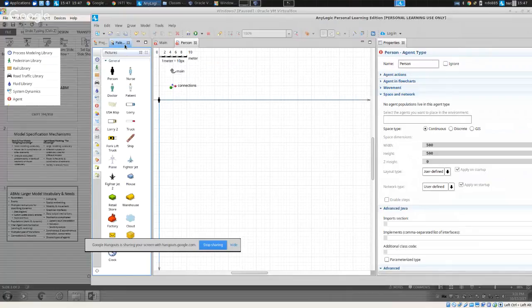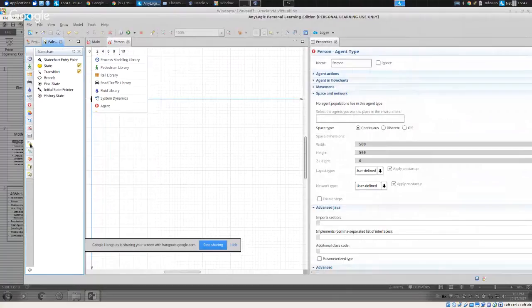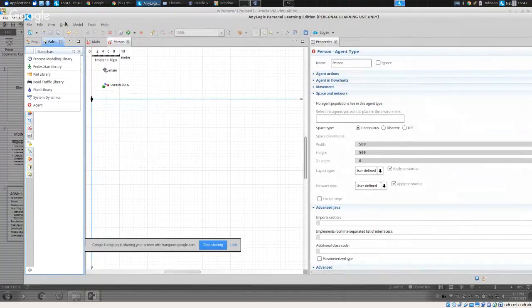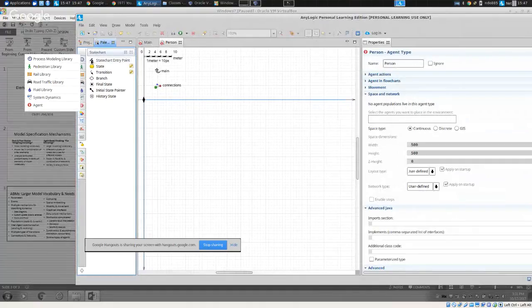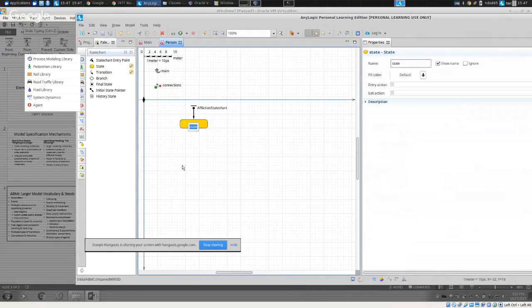So I'd like you to go to the palette. I'd like you to go to the state chart part of the palette, okay? The state chart part is this area. There's sort of a little yellow state there. And I'd like you to drag in the state chart entry point, and this will be called affliction state chart, okay? And I am going to drag down the state. We'll call it here afflicted within a person, okay?